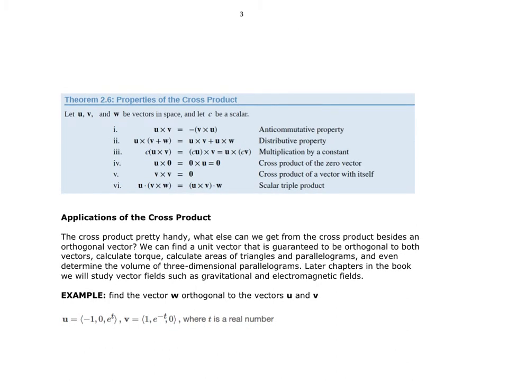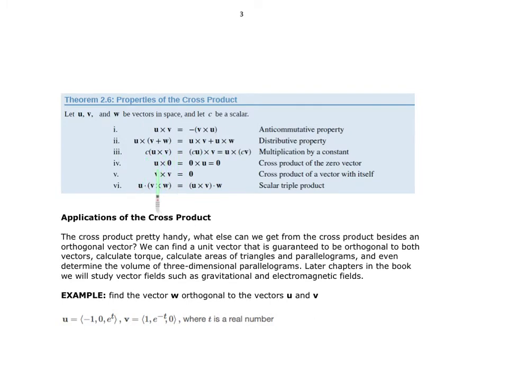So these are the properties. u crossed v is the negative of v crossed u. I have u crossed with a sum, and so I can do the addition of those two vectors first and then do the cross product, or I can distribute it. I can do the scalar onto one vector or the other vector and then do the cross product, or I can do the cross product first and then multiply by the scalar.